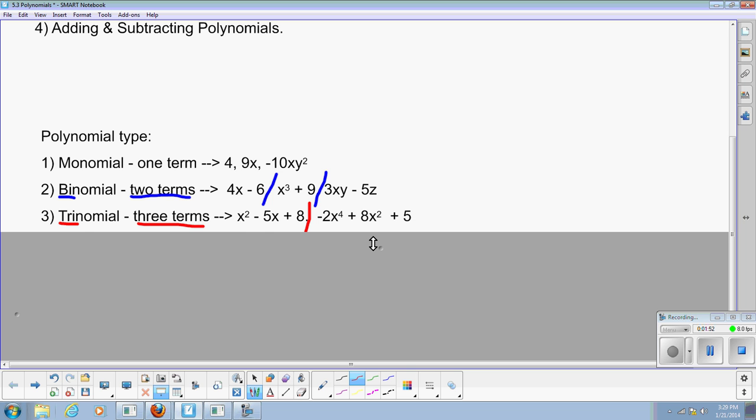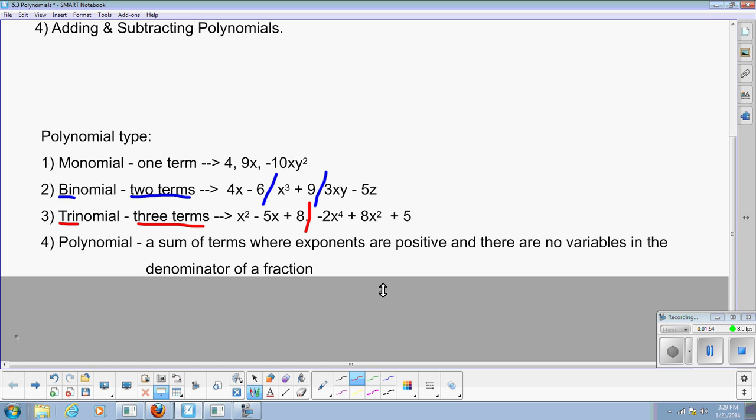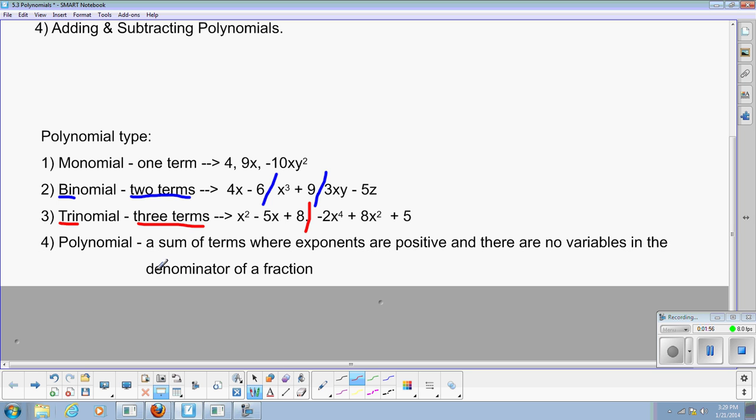The fourth name, well, is actually just the word polynomial itself, and it has a definition to it. A polynomial is just a sum of terms where exponents are positive, and there are no variables in the denominator of a fraction. If you look at all of these terms up here, there are always positive exponents. If there isn't an exponent, we know that exponent to be 1. I could put a 1 right there if I'd like to. So you have all positive exponents. No variables in the denominator of a fraction.